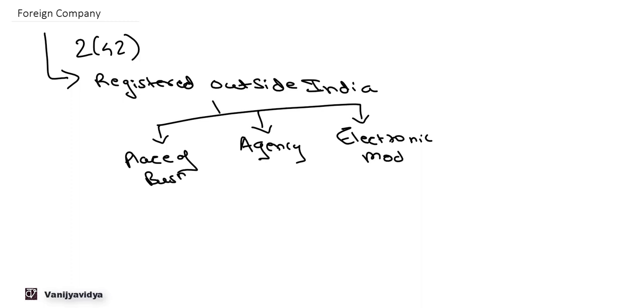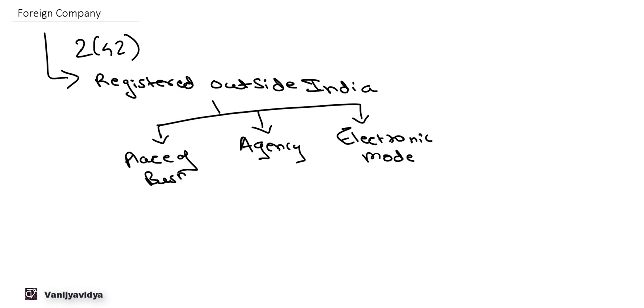Electronic mode is if it carries on some business in India, some online business in India. Say it sells the goods or provides some services through the electronic mode, that is provides some online services or sells the goods online in India, then that is known as a foreign company, and conducts any business activity in India through any other alternative other than this place of business, agency or electronic mode.